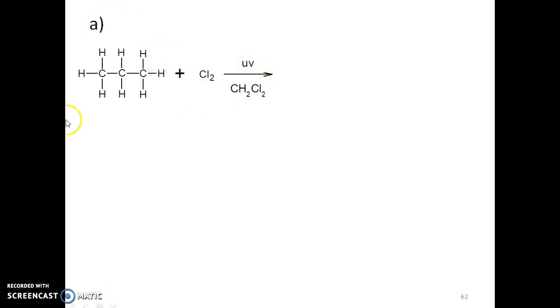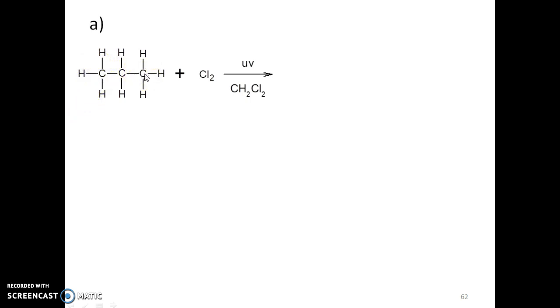Okay, in this case, we have a lot of H. The first carbon has 3 H, so we can say that the first carbon is a primary carbon. The second carbon is a secondary carbon. The third carbon is a primary carbon, sorry, there is also a primary carbon. So in this case, we can produce 2 products.